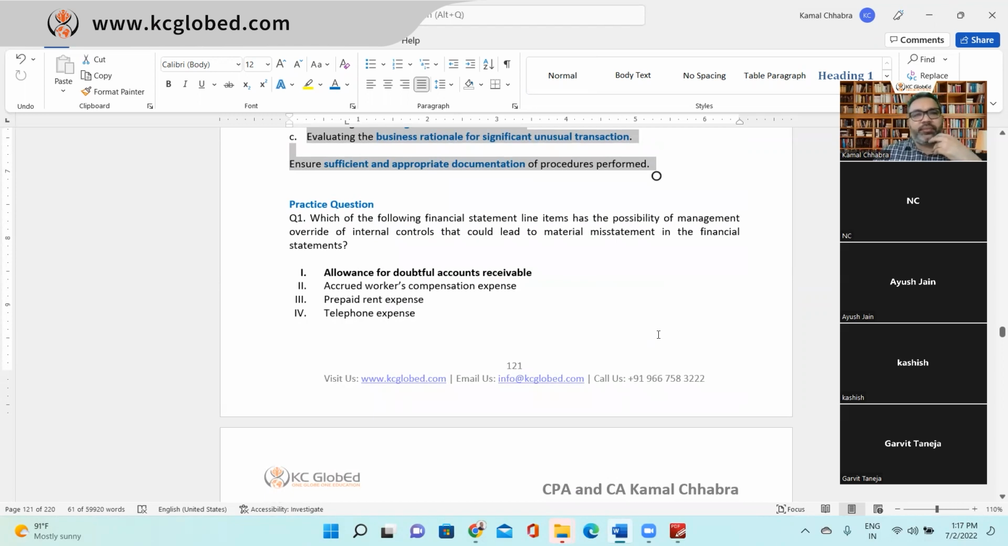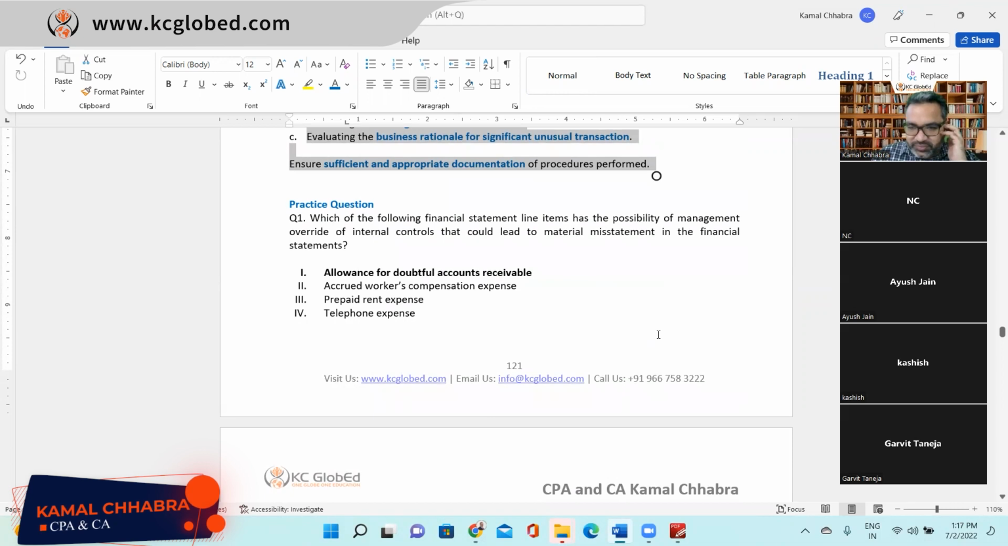Why option one? The other three options are expenses. The first one is an expense too. Yeah, makes sense. But in the case of expenses as well, it can lead to material misstatement in the financial statements, right? The expenses covered in the second, third and fourth options, if there is any override in those areas, that can also lead to material misstatement. Yeah, very good point, Ayush.